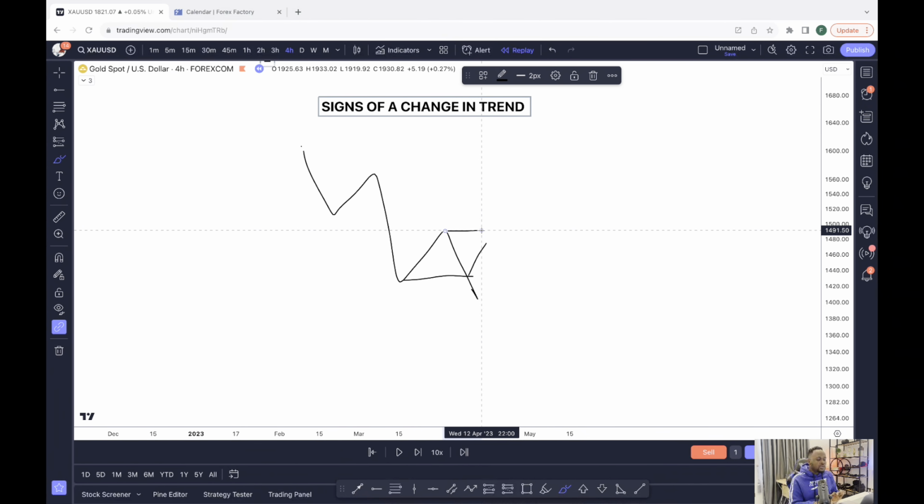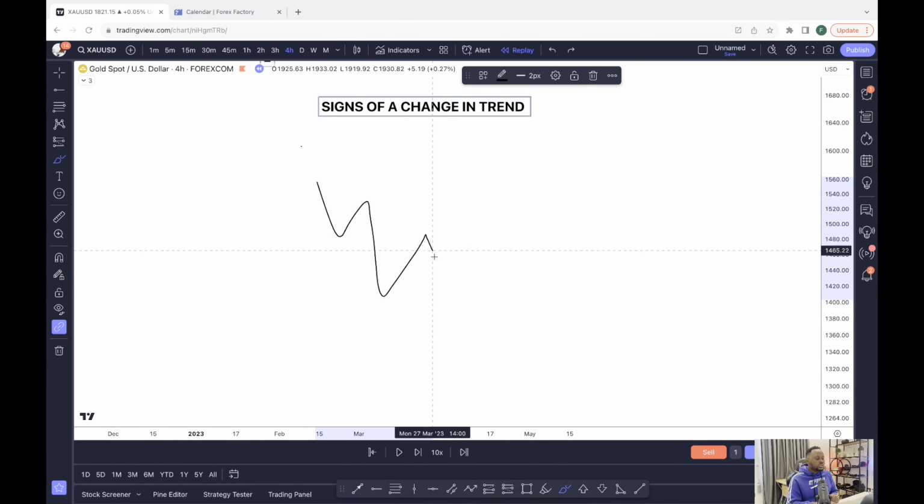This becomes a key area of interest in the sense that for a change in trend to be successful, the market must actually come and take this high out to create a new high, and then we wait for a retracement, and then we keep speculating for more buys.